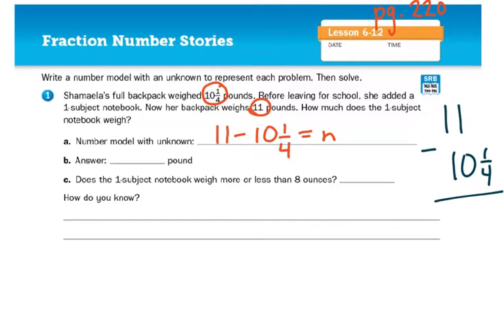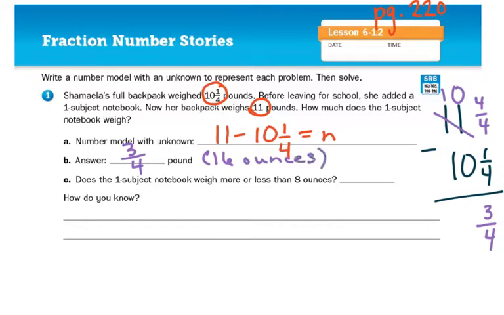Now I cannot subtract 1/4 from nothing, so I'm going to borrow from the 11 and make that 10 and turn that whole number into a fraction. So if I write 4/4, 10 4/4 is the same thing as 11. Now I can subtract. 4/4 minus 1/4 is 3/4. So the answer is 3/4 of a pound. Now just a little reminder that there are 16 ounces in a pound. Just something you have to memorize.